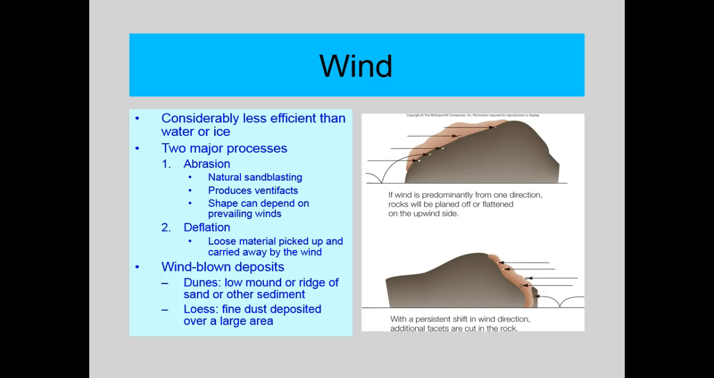Now, this is largely sand or other sediment. But another type of wind-blown deposit is, strange-looking word, pronounced loess, L-U-S-S, but it's spelled L-O-E-S-S, okay? This is fine dust that's deposited over a large, large area.